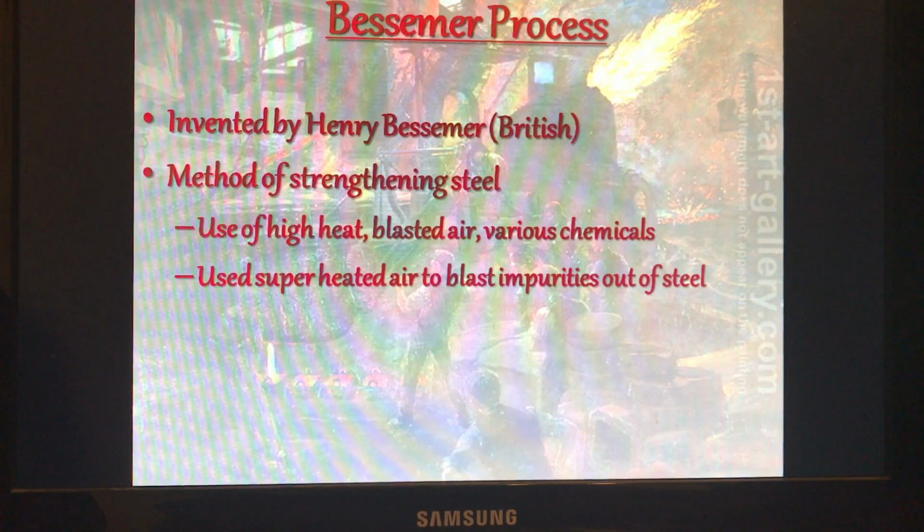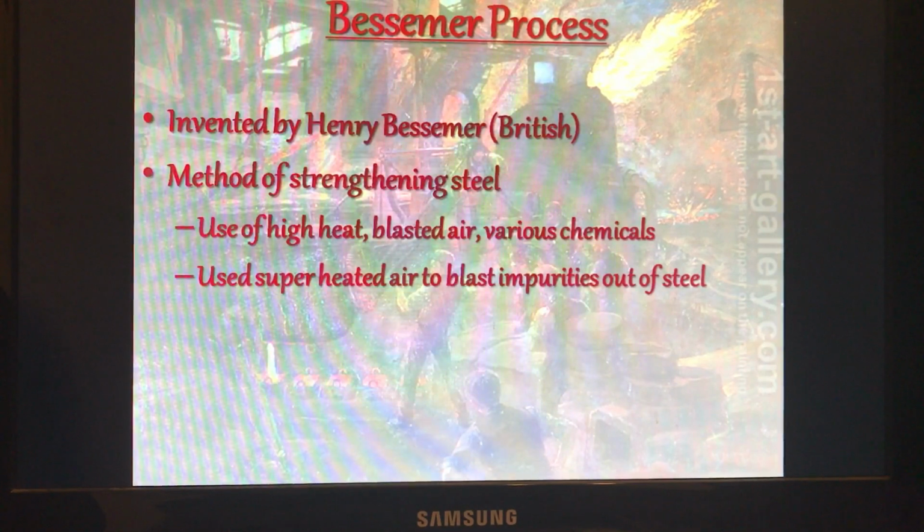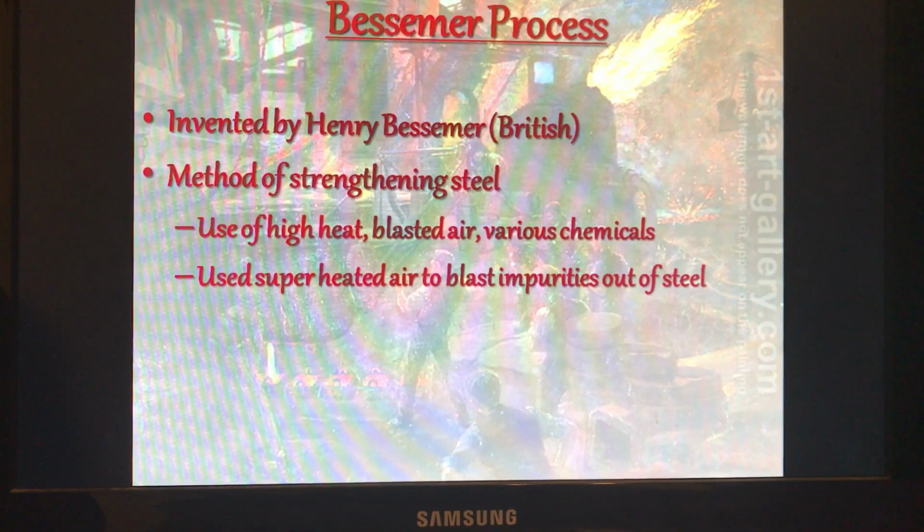Start with the Bessemer process. Now this was a steel-making process started by another British guy, Henry Bessemer. What it did is it made steel even better. It used a combination of high heat, various chemicals, and supercharged blasted air, moved very fast. And what it did is it blasted impurities out of the steel so that it made it more pure and stronger.